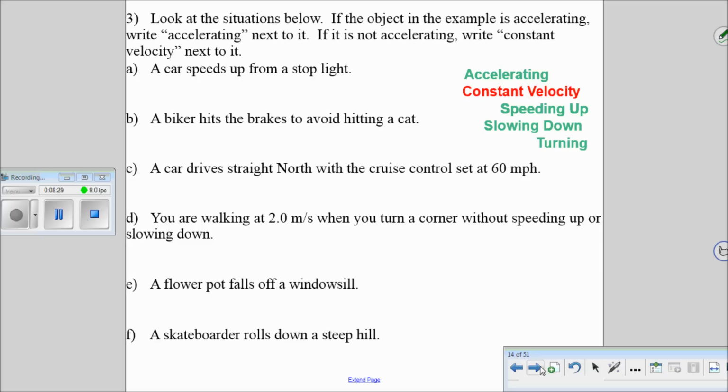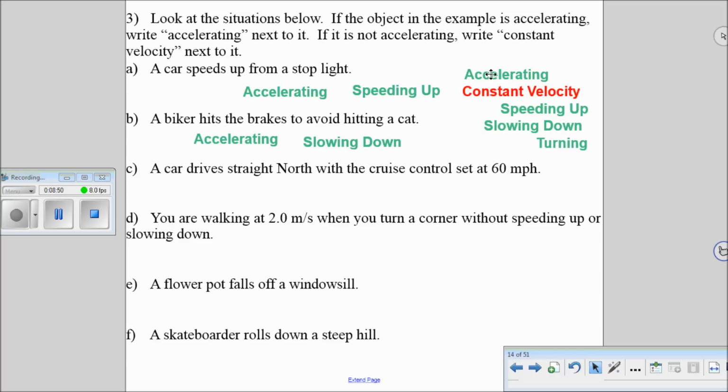All right, I'm going to assume you did that. So here, let's take a second run through the answers. A car that speeds up from a stoplight is accelerating because it's speeding up, right? The velocity is changing. And this next one, the biker is accelerating because if he's hitting the brakes, that means he is slowing down, right?